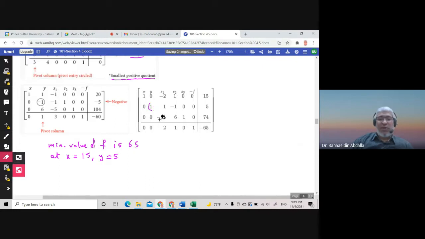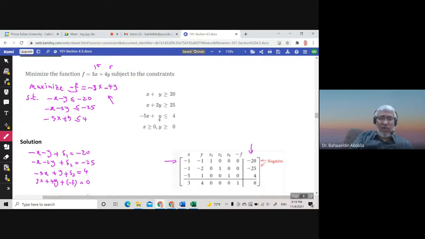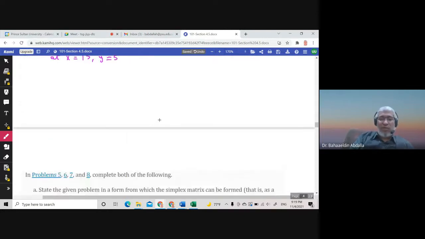That's it. So this is the answer of this problem. The minimum is 65, when x is 15 and y is 5. Let us check: if x is 15 and y is 5, 4 times 5, 20 plus 45, that's actually 65. So that's good.